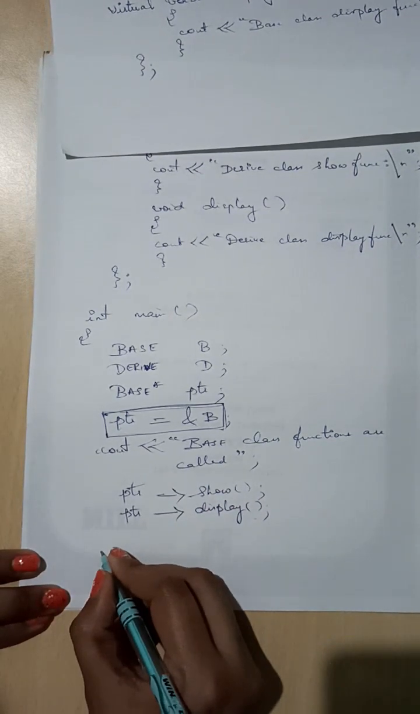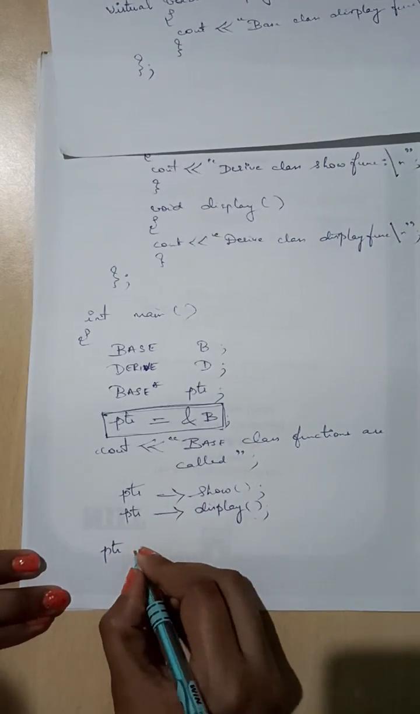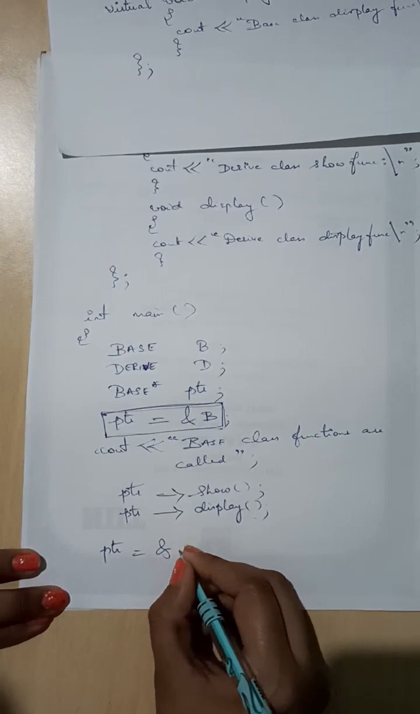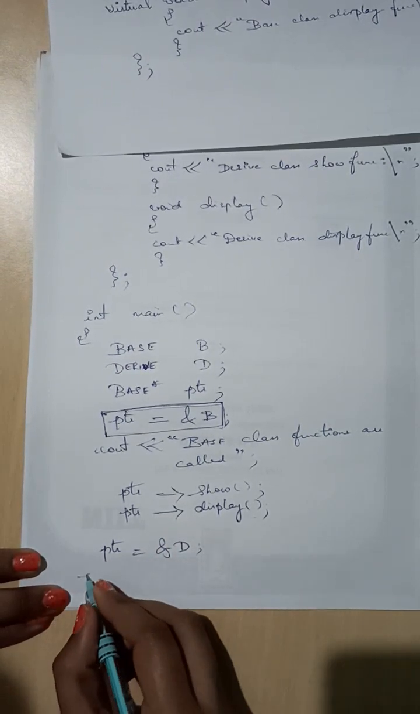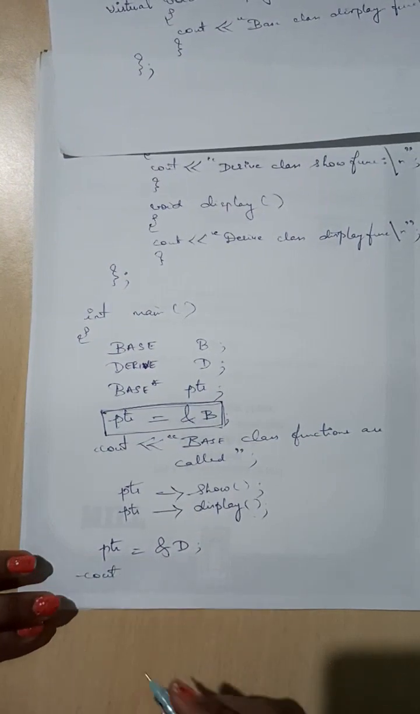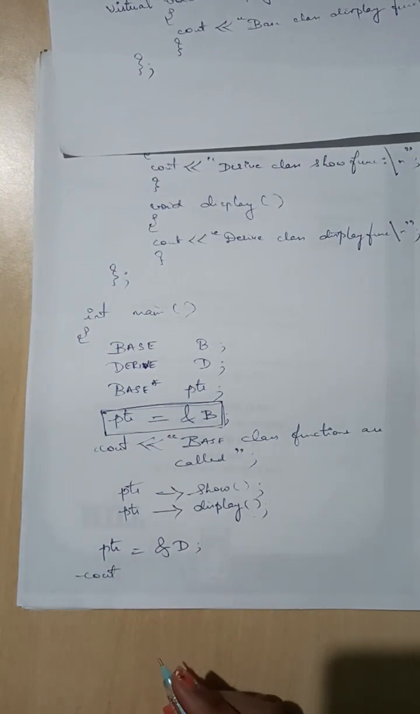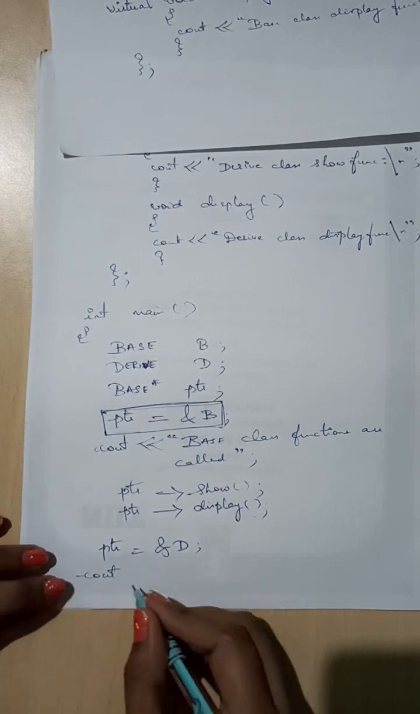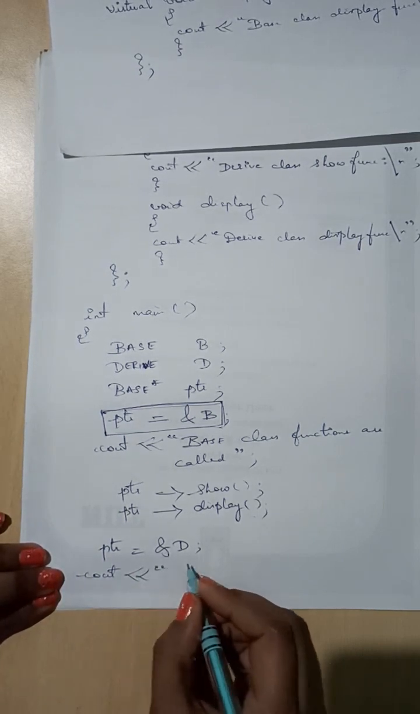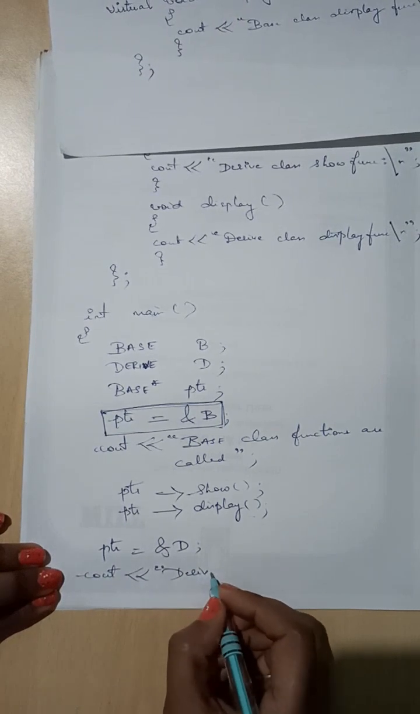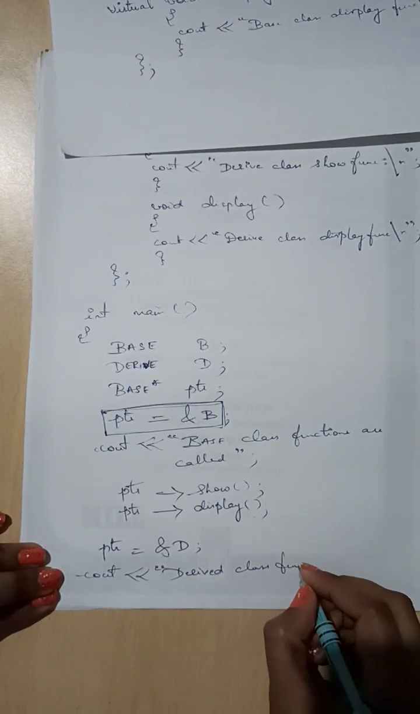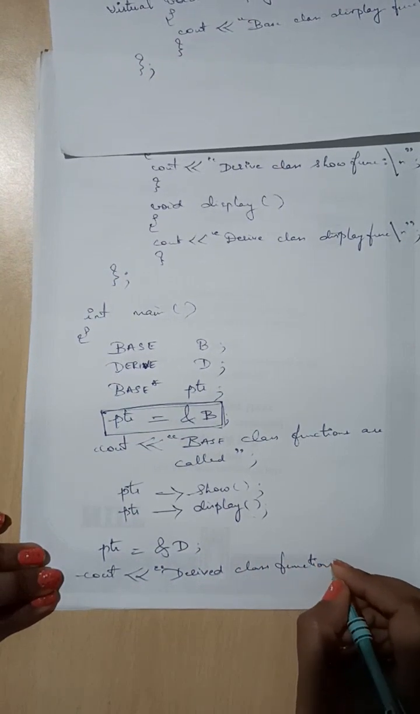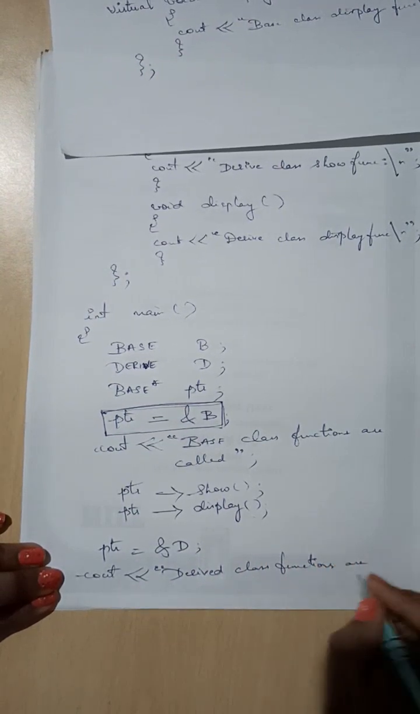Suppose the pointer object is assigned with the address of the derived class object, then if I use the arrow operator and call the member functions, which functions will be called? Let's see. I will print a statement mentioning derived functions. I want the derived class functions to be called. So derived class functions are called.